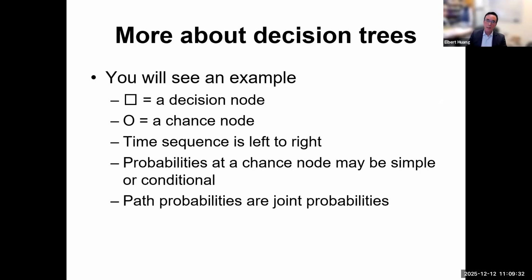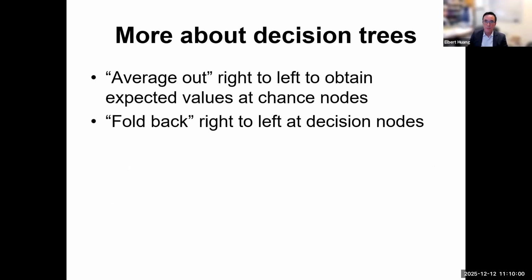In a decision tree, there's a very standardized way of writing out a tree. We begin with a decision node, which is always a square. Then, as the tree has branches, it's comprised of many chance nodes, and they're always represented as circles. The sequence is always from left to right. There are probabilities at each chance node, and the path probabilities are joint probabilities. And then at the end of the tree are triangles that represent the payoffs.